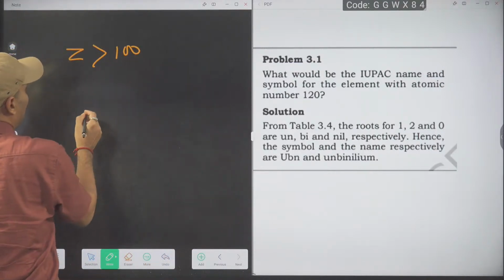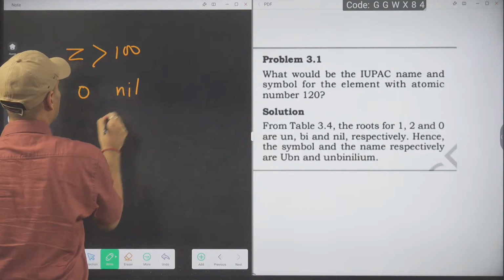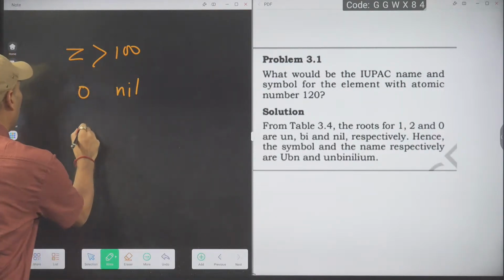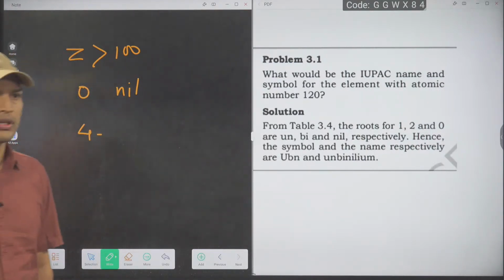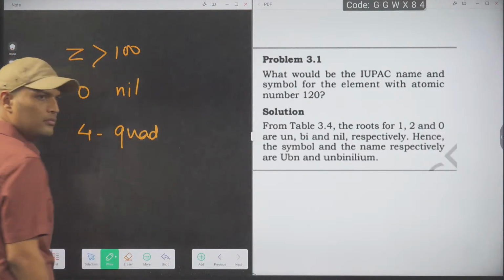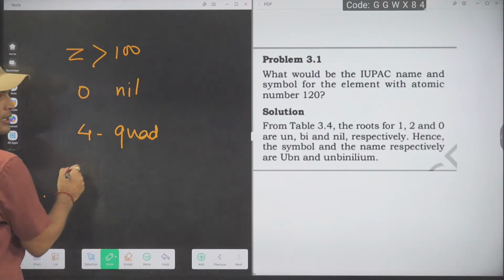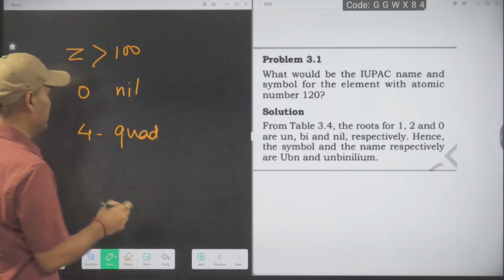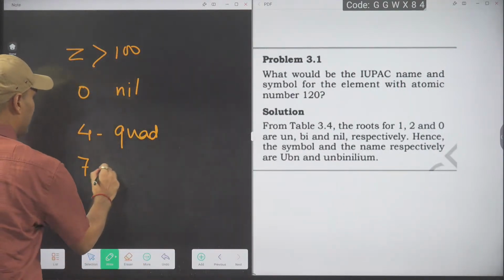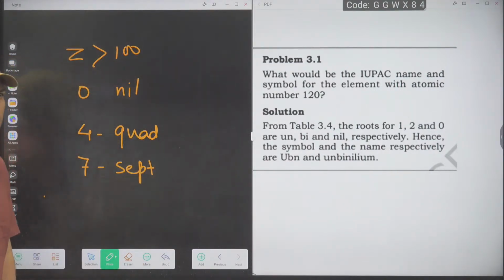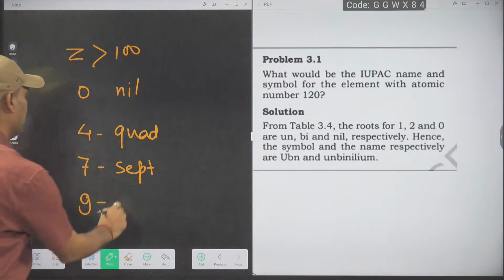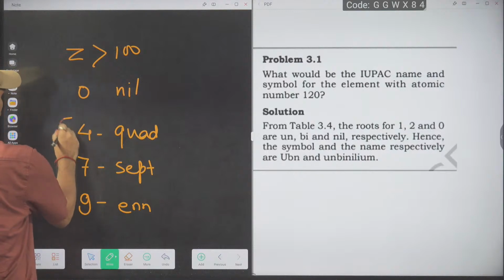What we are going to highlight? Like everyone remembers, sir, 0 is nil. Un, bi, tri. What is 4? We have a habit, tetra. Tetra you will not say. What you will say? Quad. Okay? Quad. And then 5, pent, hex, 7. What will you say for 7? Hept, no. Sept. Okay? And similarly 8, 9. What will you say for 9? Enn.